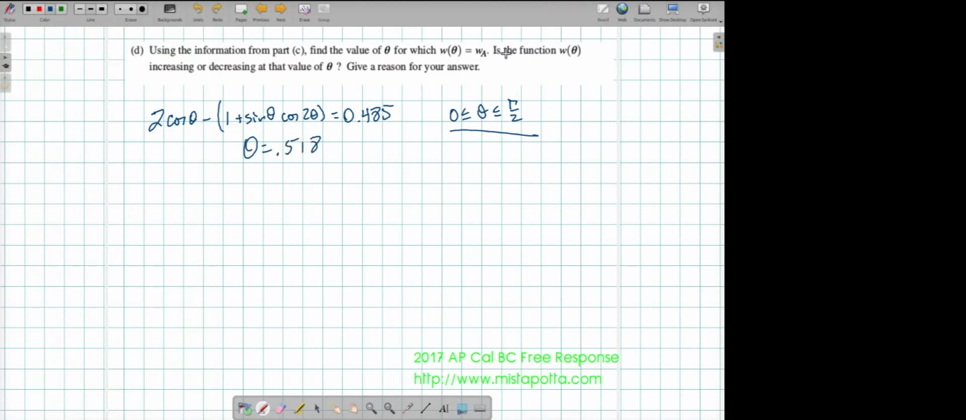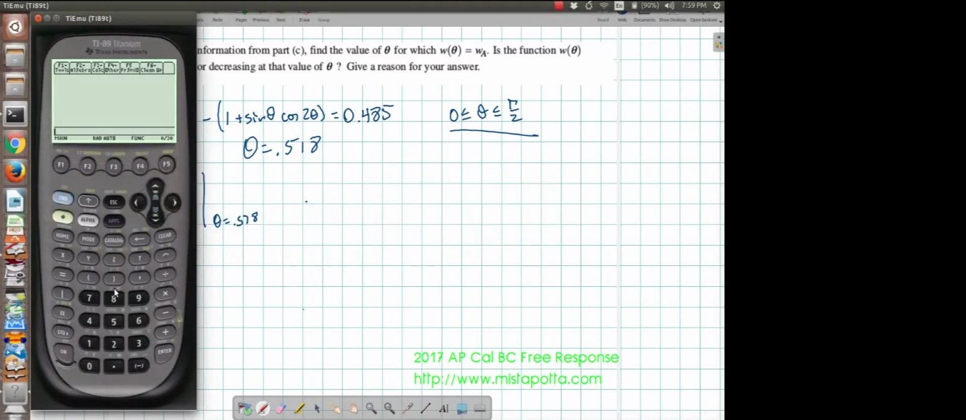And now I want to know, is the function increasing or decreasing at that value of theta, which really means I want to find the derivative of w with respect to theta at theta equals 0.518. So let's go to the calculator one last time.